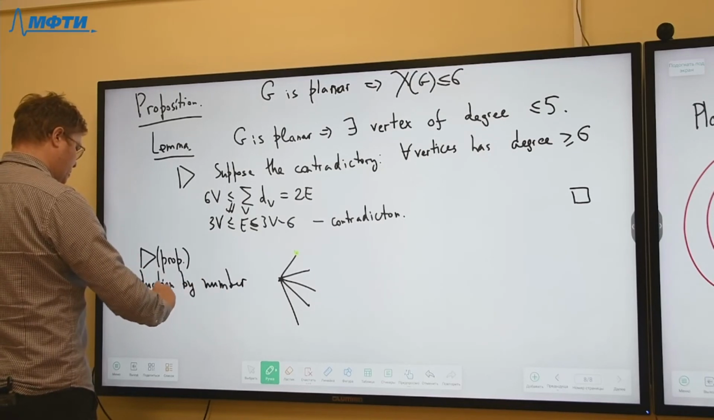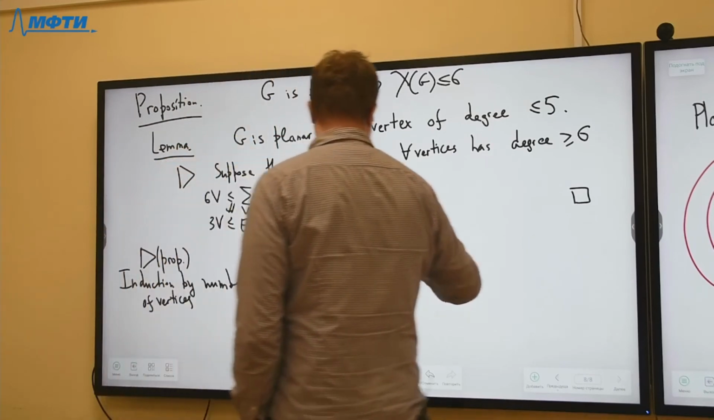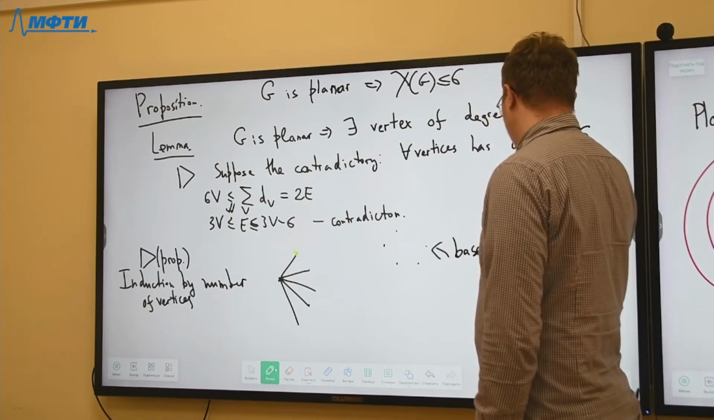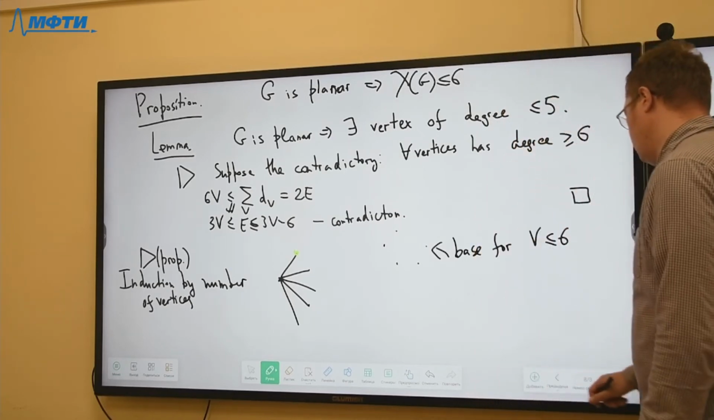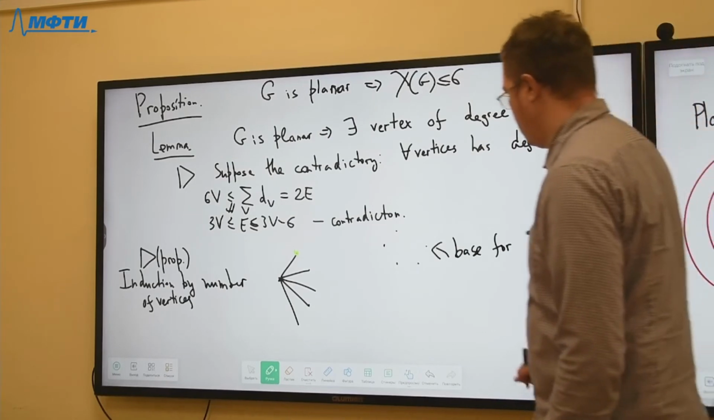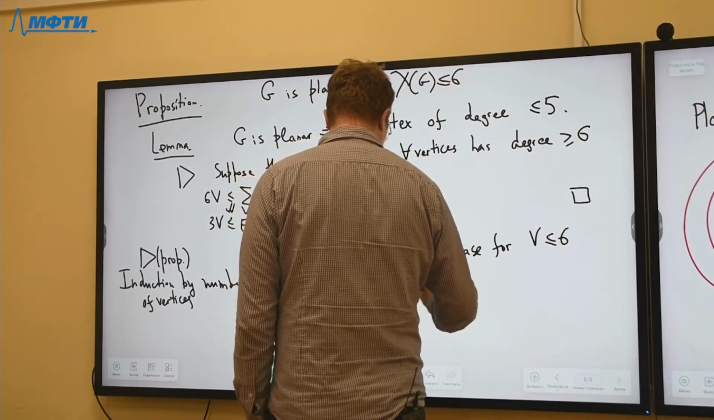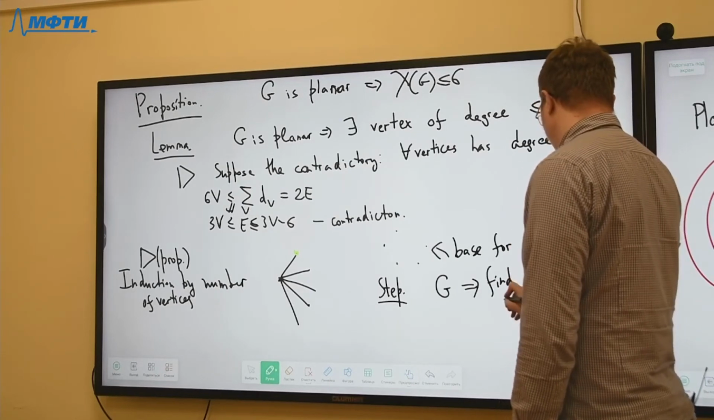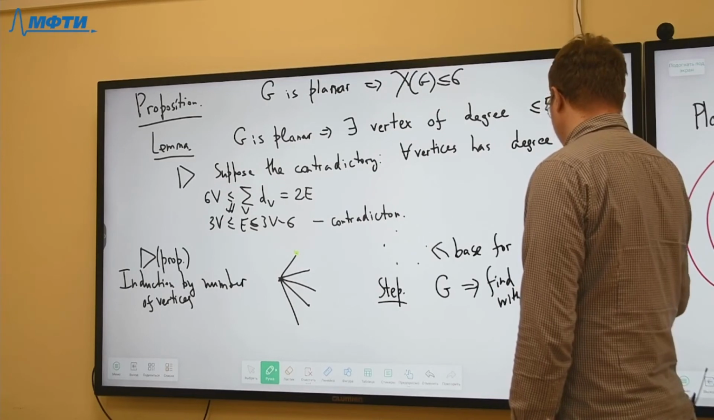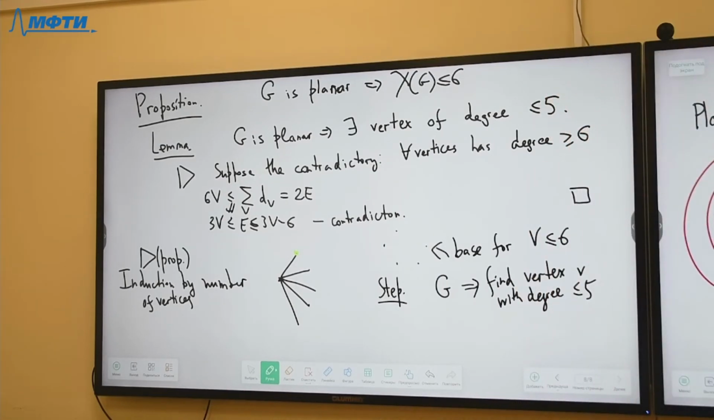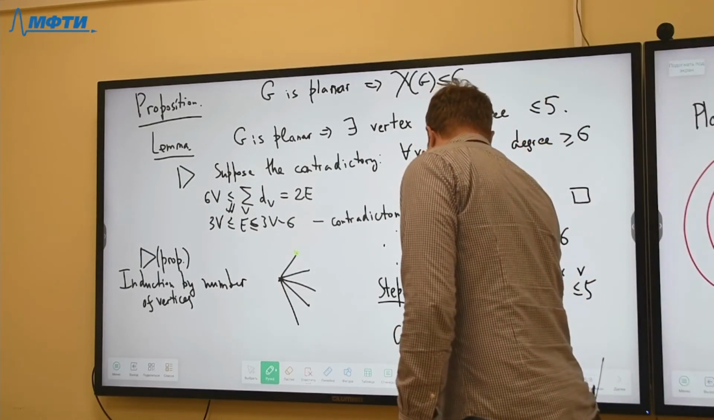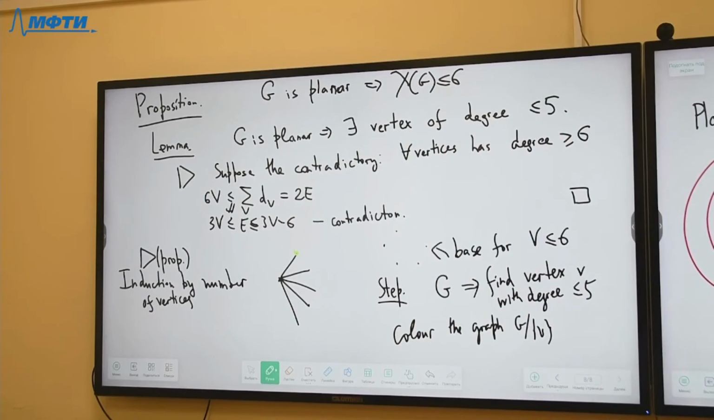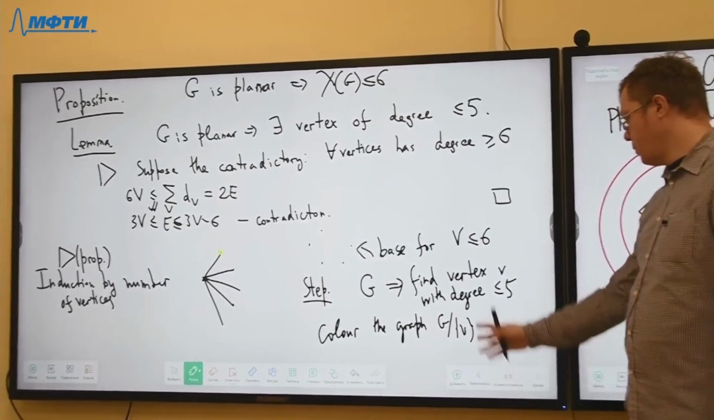Of course, if we have no more than 6 vertices, then we can color the graph into 6 colors. That is the base. Now the step: if we have graph G, find a vertex V with degree not greater than 5, cut it out of the graph, and color the graph G minus V. So we just cut out the vertex V and color the remaining graph. It has a lesser number of vertices, so we can color it in 6 colors.